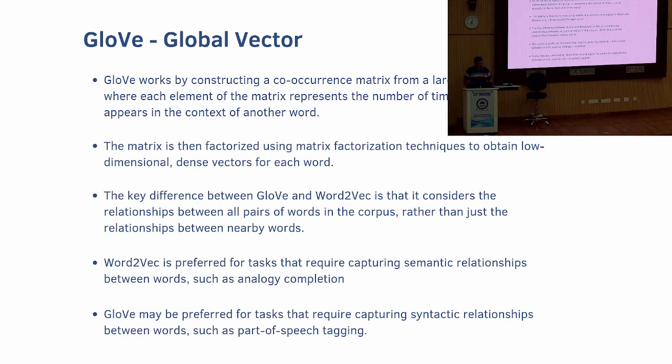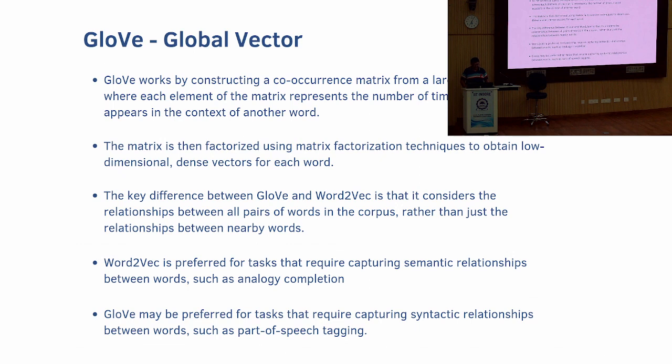So the another algorithm is GloVe. GloVe works by constructing a co-occurrence matrix from a large corpus of text, where each element of the matrix represents the number of times a word appears in the context of another word. Then the matrix is factorized using matrix factorization techniques to obtain low-dimensional dense vectors.